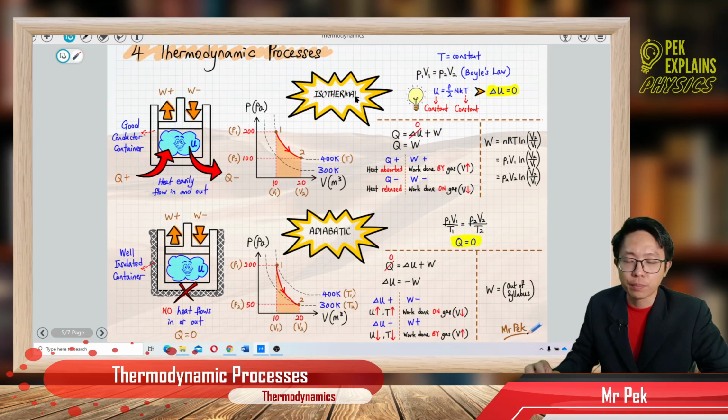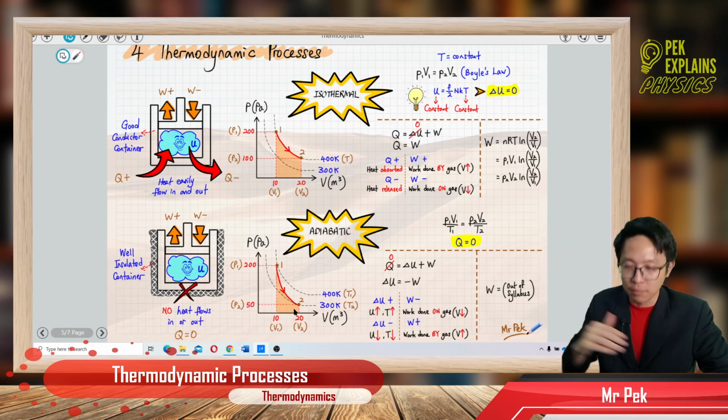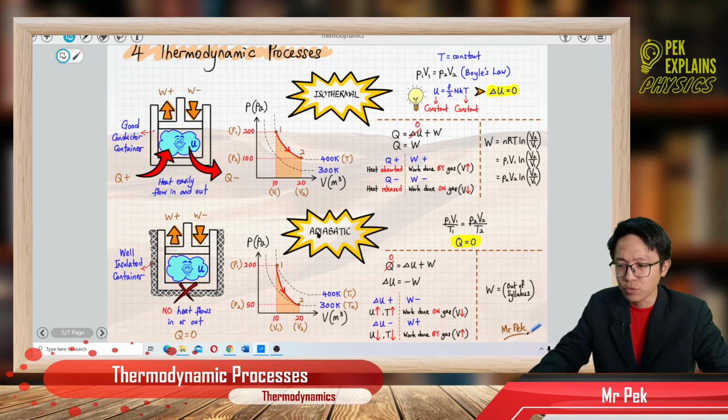But for isothermal process and adiabatic process, the difference is that the isothermal process is a curve. Adiabatic process is also a curve, but it has a bigger gradient compared to the isothermal process. Isothermal process is not so steep, but adiabatic process is steeper. The graph is steeper than the isothermal process. Why is it like that? I will explain later.